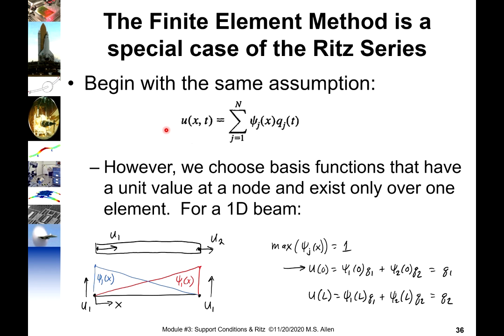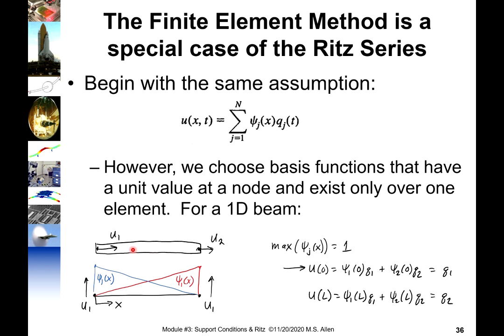With the Ritz method, we begin with the assumption that the displacement field can be represented as a sum of basis functions times their respective amplitudes. We do the exact same thing in the finite element method, only we choose basis functions that have a unit value at one node, so that the amplitude of that basis function is equal to the displacement at that node. And then our basis functions are also local. They exist only over the finite element.